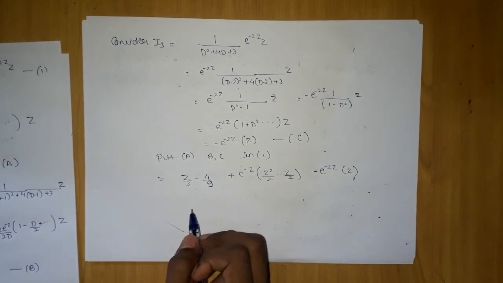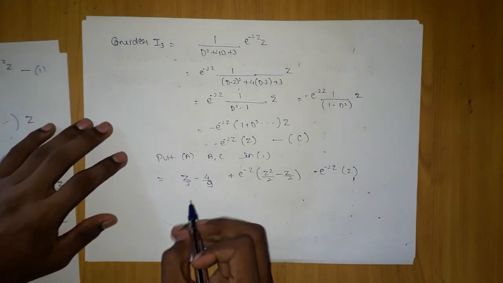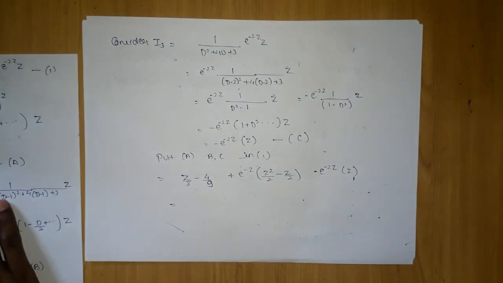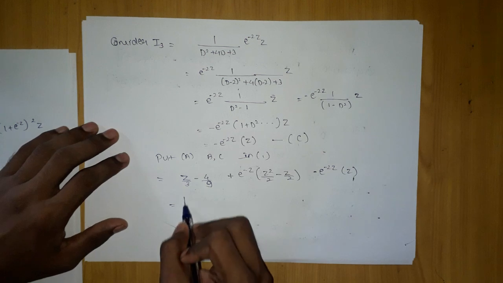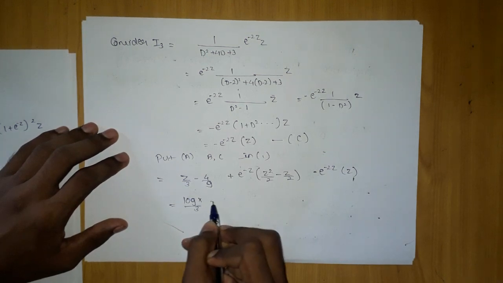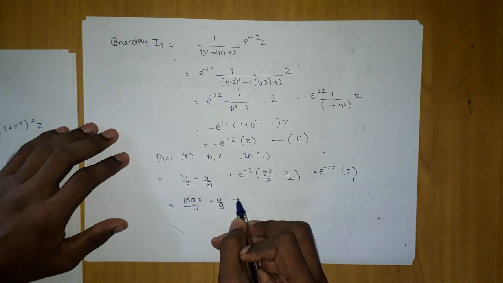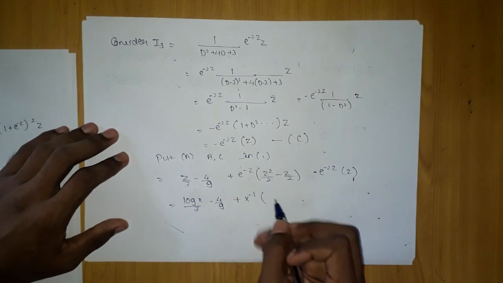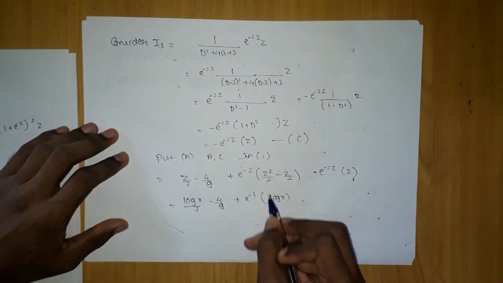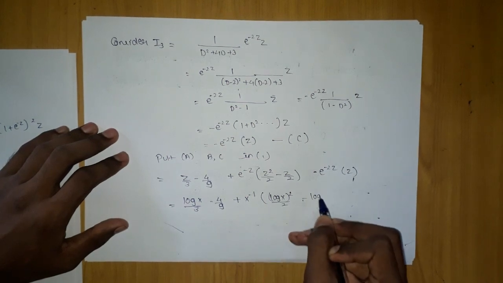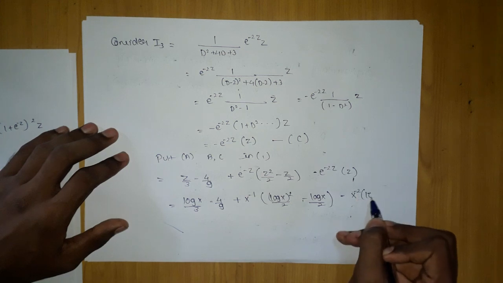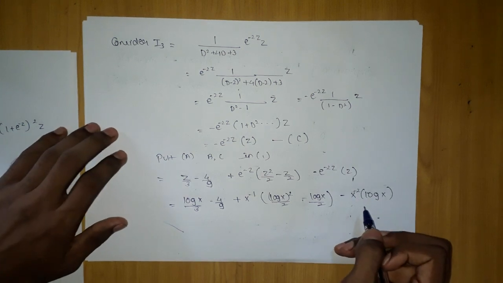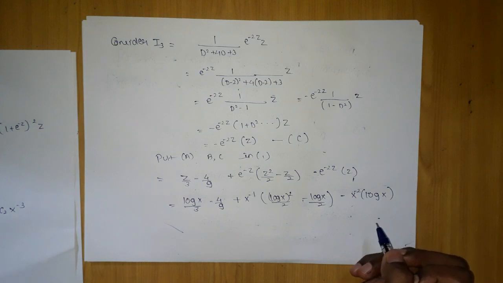I know my final answer should be in terms of x, so my aim will be to resubstitute the things. Instead of z, I am going to resubstitute log x. So log x by 3 minus 4 by 9, plus e to the power x minus 1 into log x the whole square by 2 minus log x by 2, minus x power minus 2 into log x. So this is your required thing. Agreed?